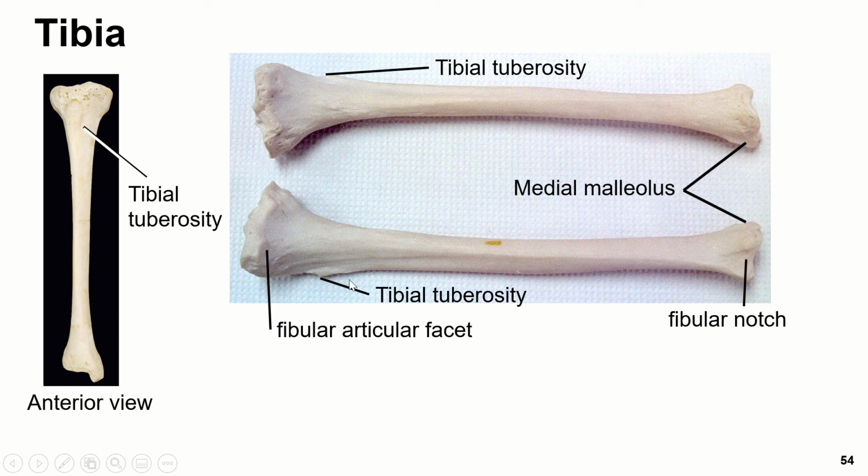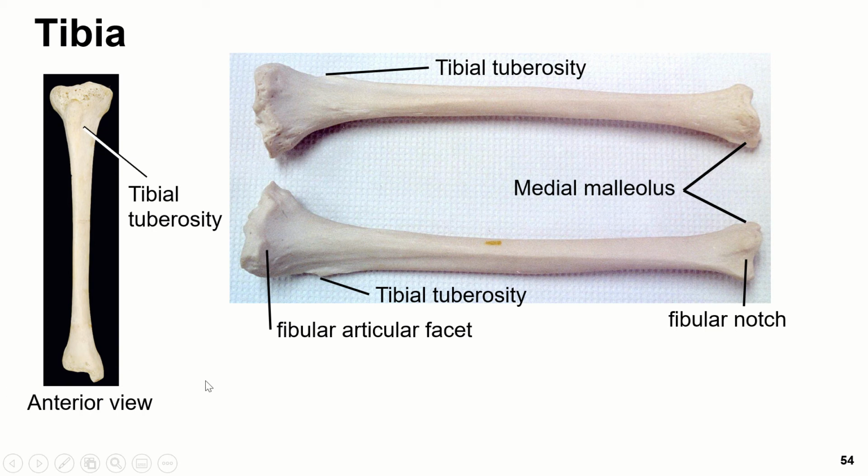The back of the tibia has a little facet called the fibular articular facet, and that is where the proximal part of the fibula articulates. Down at the distal end, we have this little hooked process called the medial malleolus. This is the thing that makes the big bump on the medial side of your ankle. That thing you think of as your ankle bone is actually the medial malleolus of the tibia.